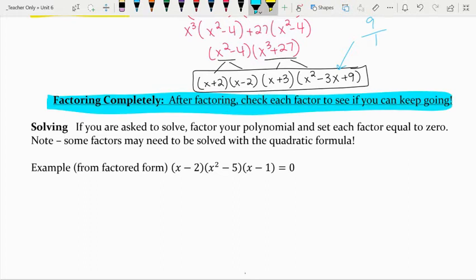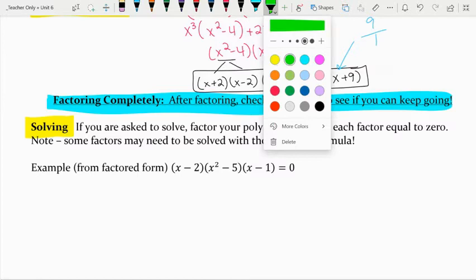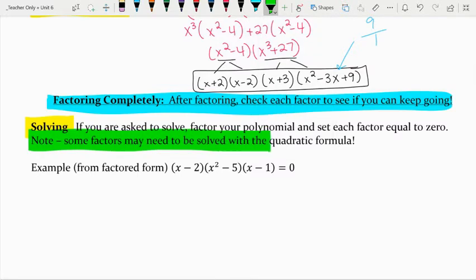So the last thing that we'll talk about today is just solving, okay? We already know this. If you're asked to solve, you just have to then try to get it to set each piece equal to 0 and solve, okay? Some factors, like I just said above, may need to be solved with the quadratic formula, okay?